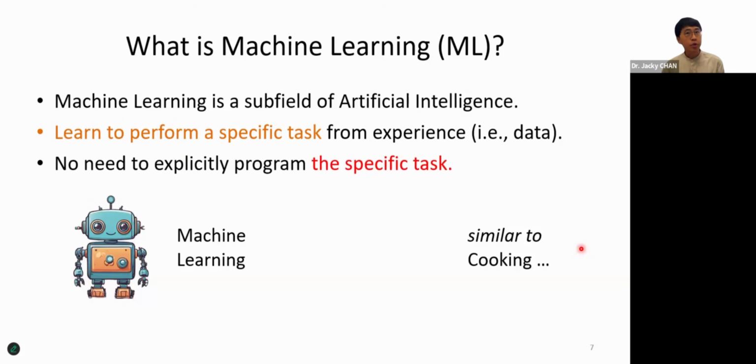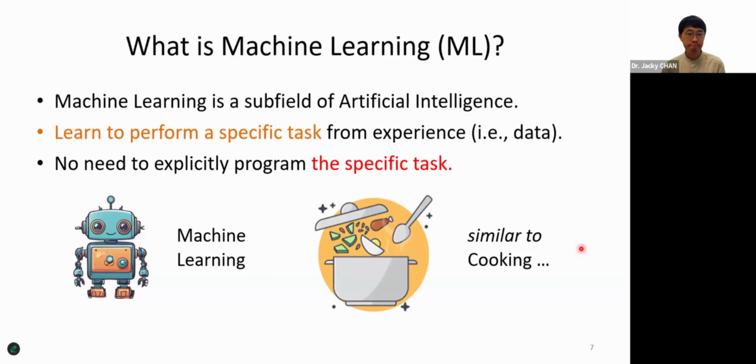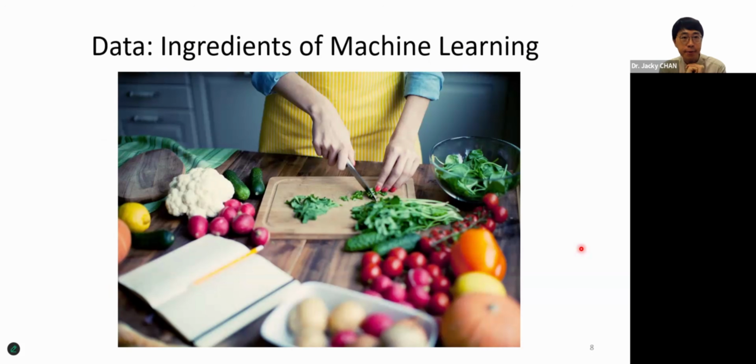Sometimes I say machine learning is just like cooking. If you have good ingredients and a good approach, then probably you can produce a very yummy dish. Let's take a look. We start with ingredients. For cooking, ingredients are very important. The ingredients for machine learning are data. If you have good data, then you have a good chance to get a good machine learning method, a good machine learning model in the end.